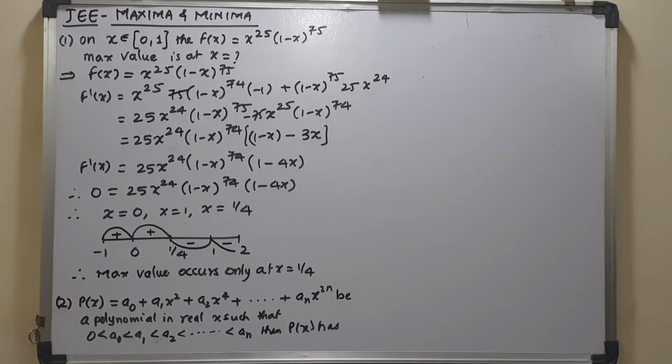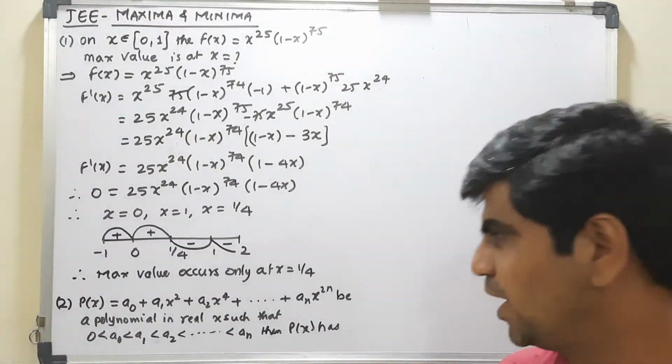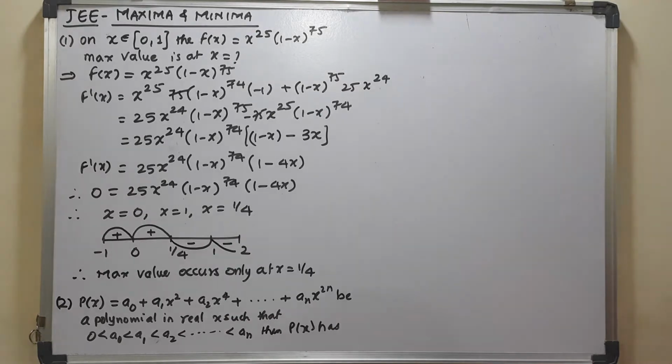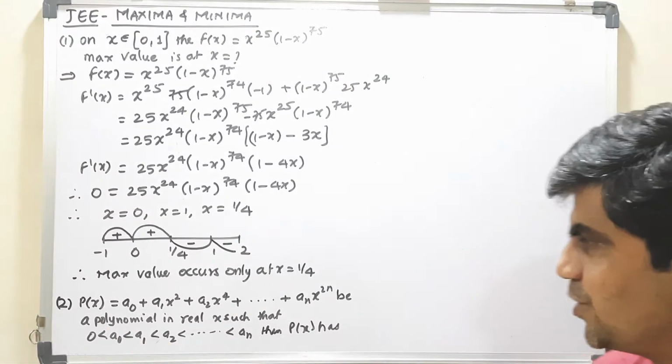Okay. Now here the next question says that a polynomial function is given to you, a0, a1 x square and so on, powers are all even. Yes. Is a polynomial function in real x? Okay. The most important condition is mentioned here. All these values, a1, a0, a1, a2, whatever are there, they all are positive values. So that means not equal to even 0 also. They are all positive values.